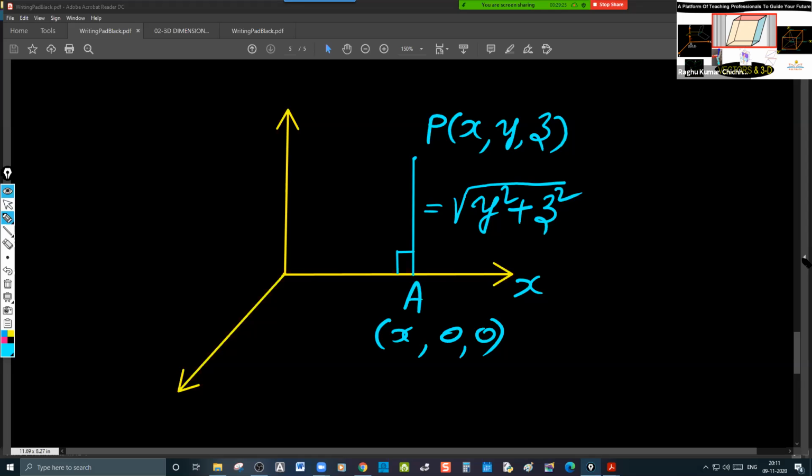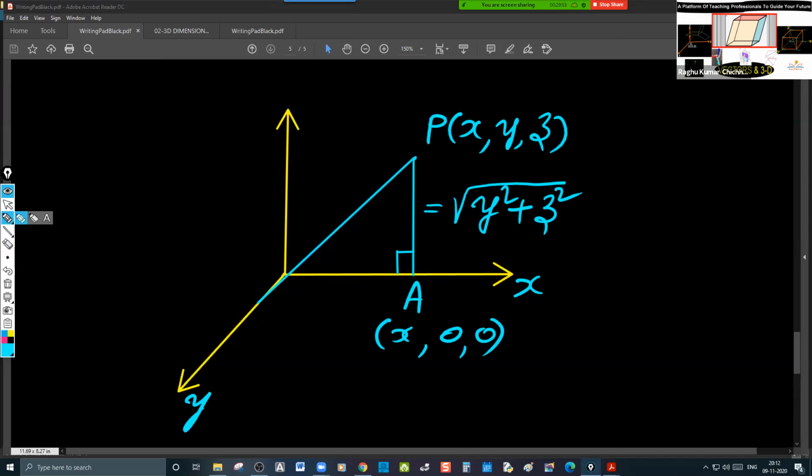I hope you understand what I'm saying, Kaushik. Yes, sir. Similarly, if you want the perpendicular distance from the y-axis, because it is a three-dimensional one, you may not be getting the exact figure here, but in the similar manner you can understand that PB, if you take the perpendicular distance from this to this, let me say, the y-axis.